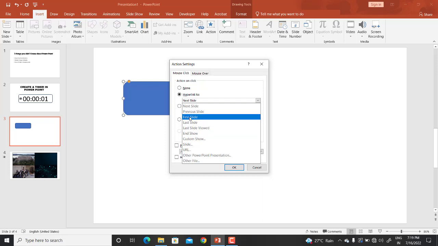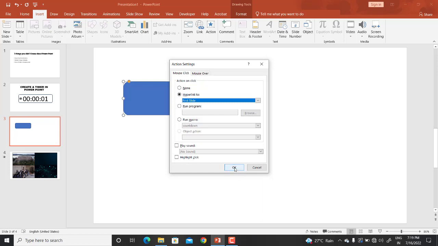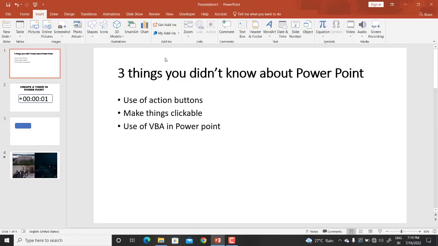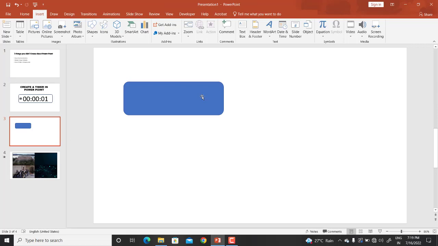So let me just go with the first slide, and I will click OK, and now I will go to the slideshow, and now you will see that I get a clickable option right on this. Now it can be clicked, so it will take me back to slide number 1. So this is how these buttons work, right? So that is the one thing.